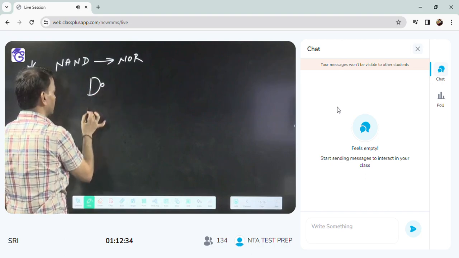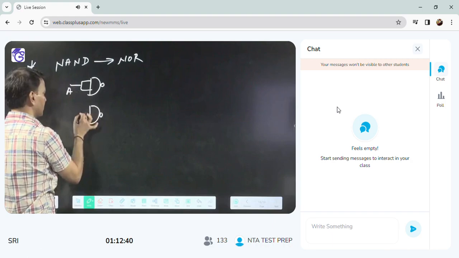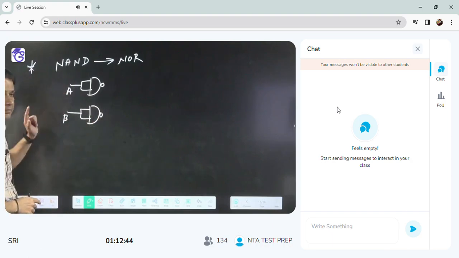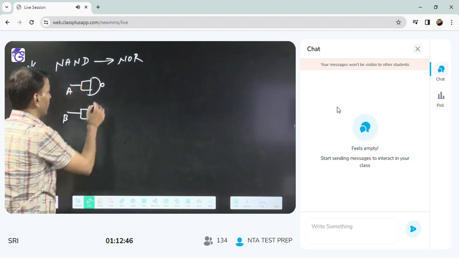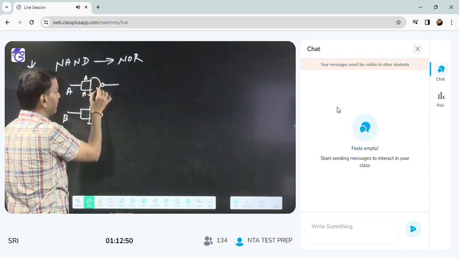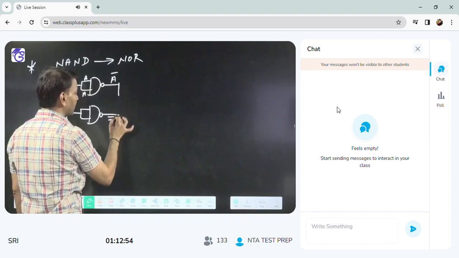1 NAND, 2 NAND. A, B. Okay. 2 inputs I have started with, A and B. 2 NAND gates I use. What is the output here? A, it means A dot A. But bar I require, so A bar. Here also B bar. Now send them again into the NAND gate.